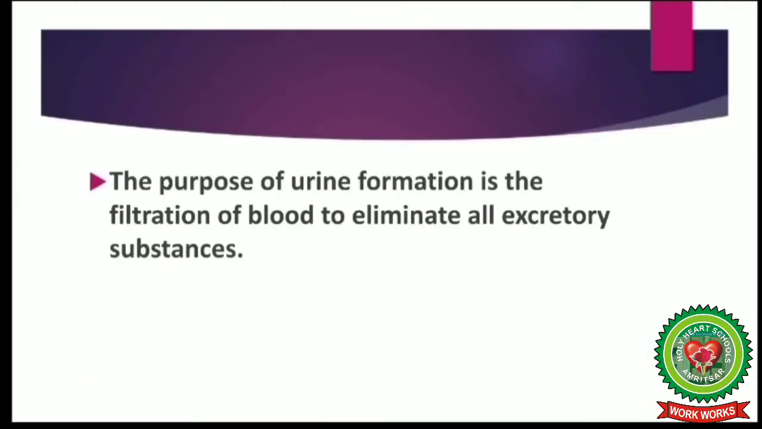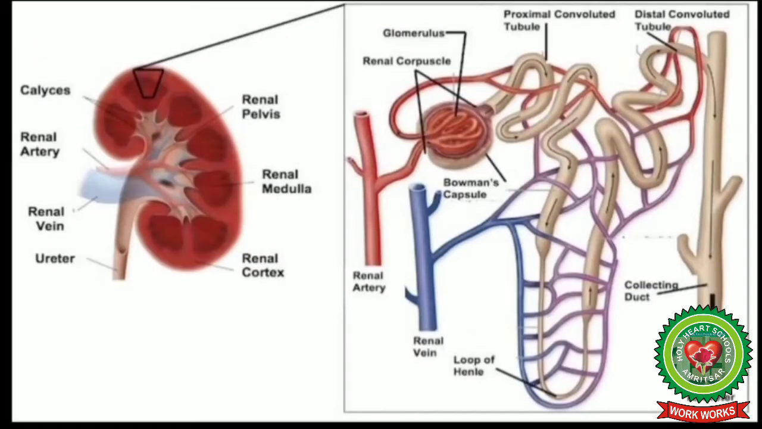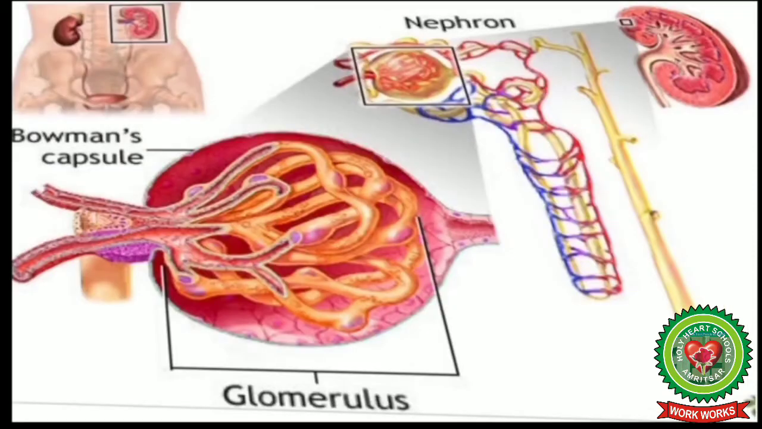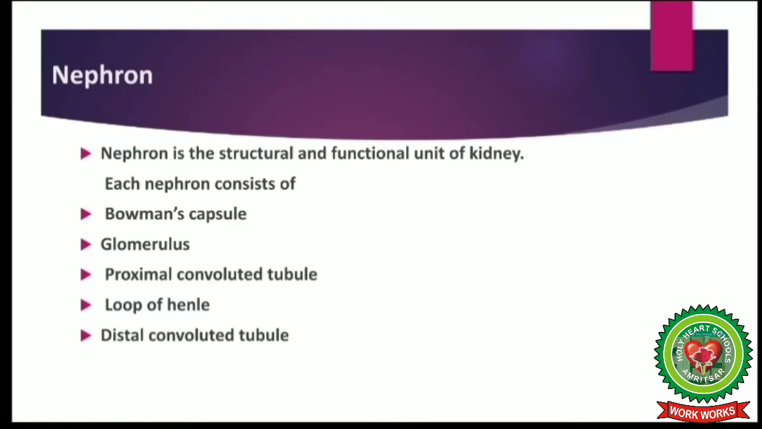The purpose of urine formation is the filtration of blood to eliminate all excretory substances. To filter all the impurities from the blood, numerous clusters of capillaries called glomeruli are present in the kidney. These glomeruli are present in the cup-shaped Bowman's capsule of nephron. Now, what is nephron? Nephron is the structural and functional unit of kidney.